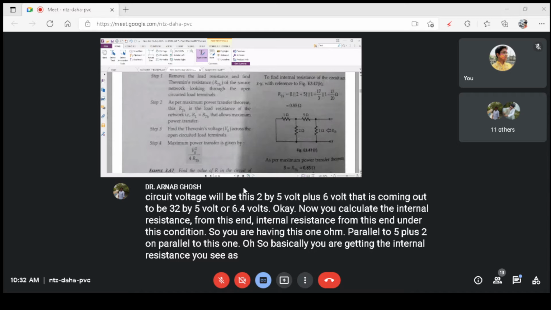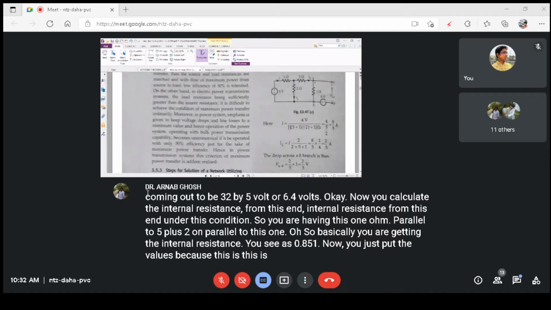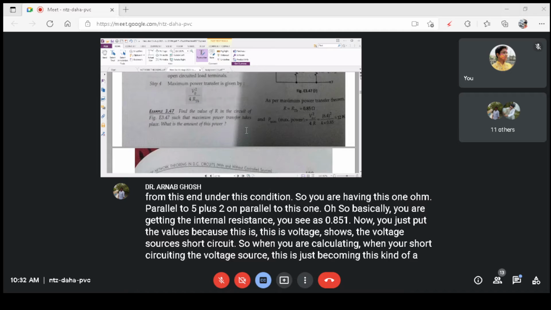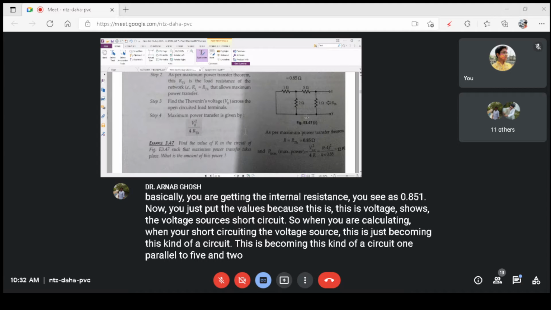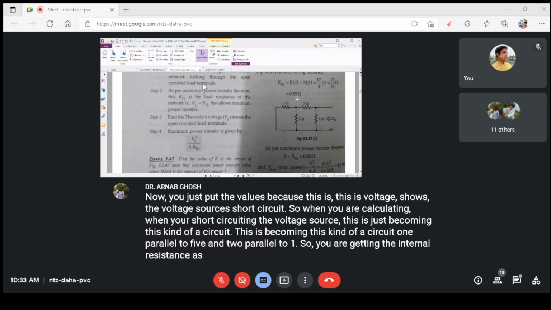Now, because this is a voltage source, the voltage source is short circuited. So when you are short circuiting the voltage, it becomes this kind of a circuit. 1 ohm parallel to 5 and 2 parallel to 1. So the internal resistance is 0.85 ohm.